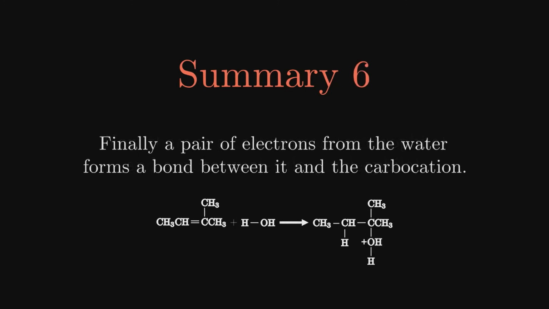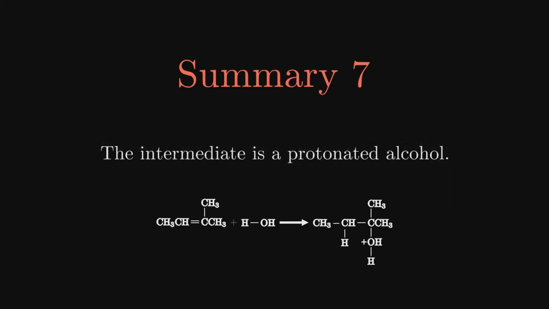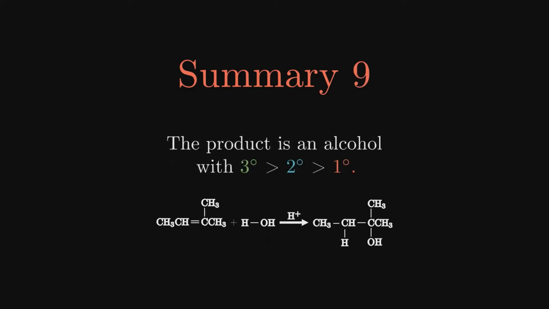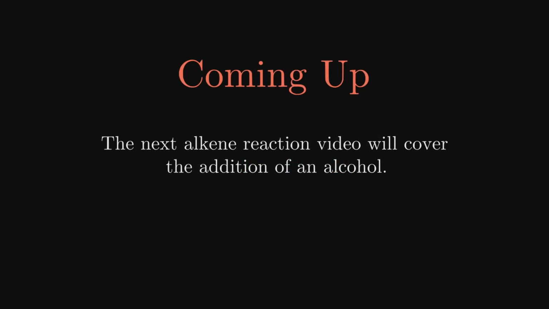A pair of electrons from the oxygen on water forms a new bond with the carbocation. At this stage, we have a protonated alcohol as an intermediate. A new water molecule removes the additional proton, which reforms the H3O+ catalyst. The product is an alcohol, and we would expect a distribution favoring tertiary if possible, or secondary. In the next video, we will discuss the addition of an alcohol.